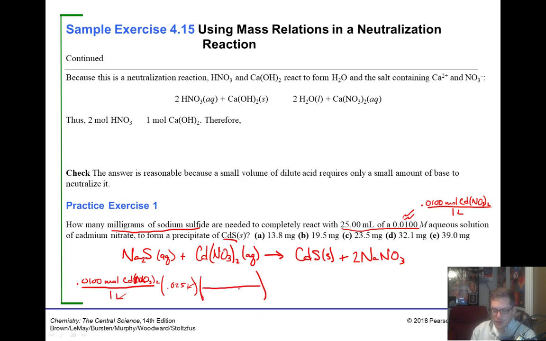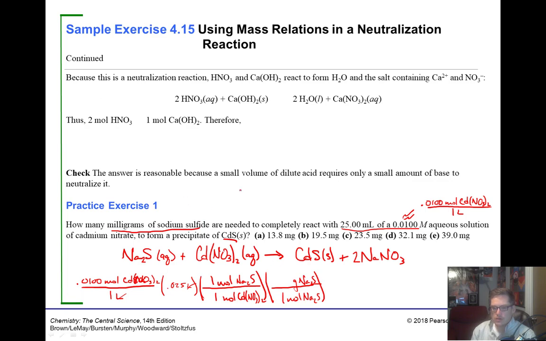So here we go. For every 1 mole of Cd(NO3)2 we get 1 mole of Na2S, right? So that's a 1-to-1 ratio, all right? And now we need the molar mass of sodium sulfide, right? Because we're going from 1 mole of Na2S to grams of Na2S.